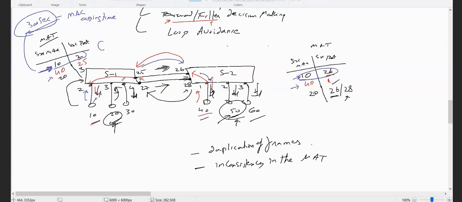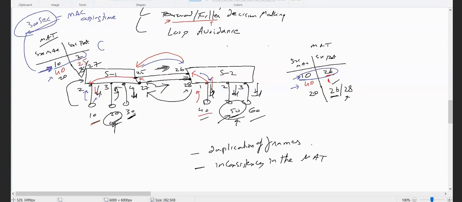Now, when the same frame comes here, what will switch 1 do? Oh, 20 is the source MAC. Port number is now 27. Why? Because I received it on this direction. I always take the latest update. Okay, so now I received it on 27. Freeze the screen and see what is happening at this point.